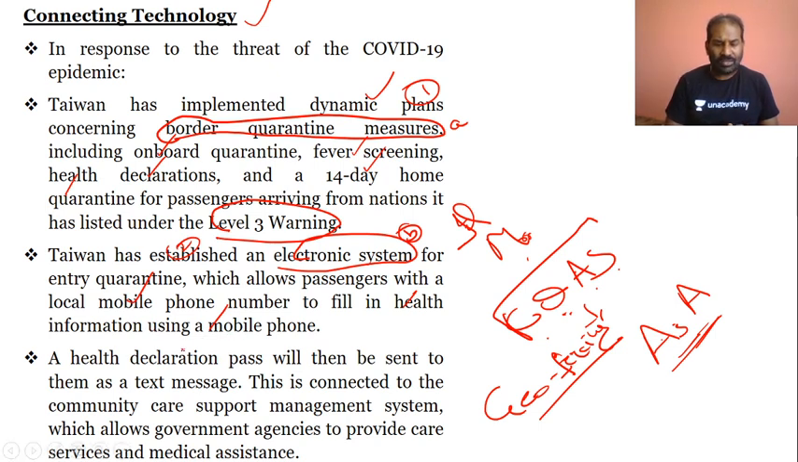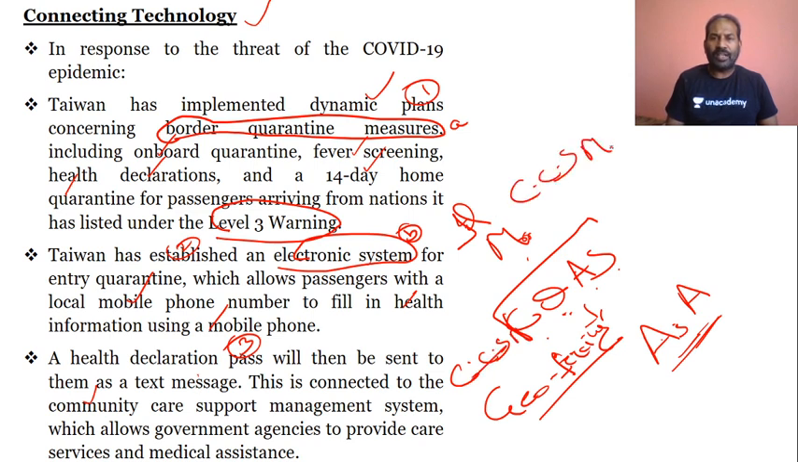So that latest technology is a little bit of a national health insurance card containing travel history. Yes, and the health declaration pass. This is the third one, which will be sent to them as a text message. So they have the health declaration, which is called the health declaration pass, and it is sent to them as a text message, and this is connected to the community care support management system.